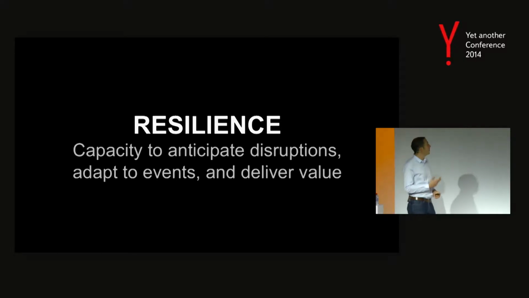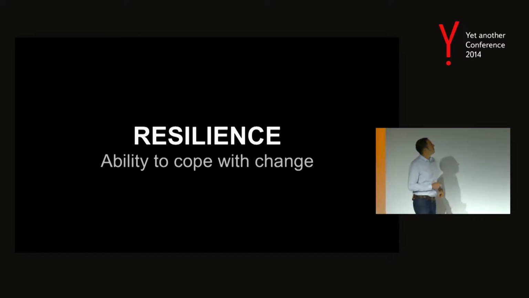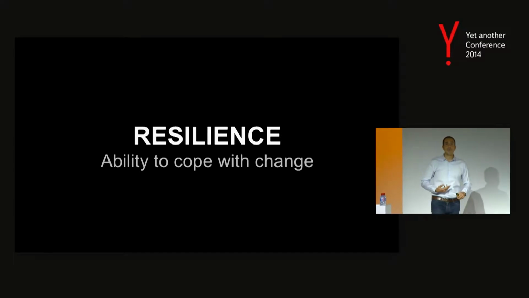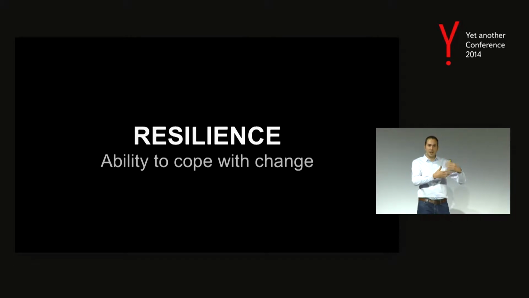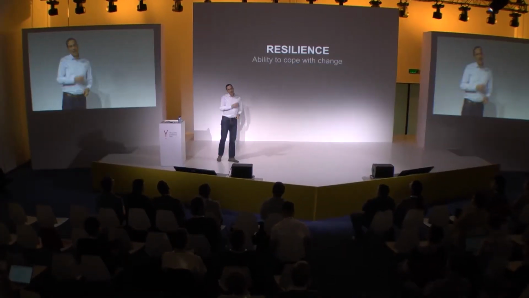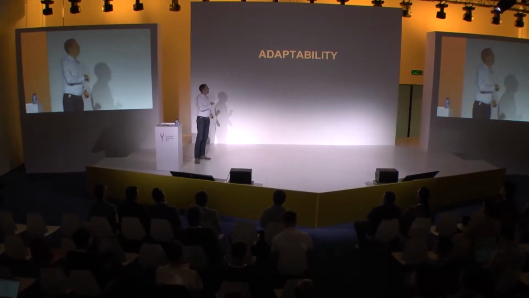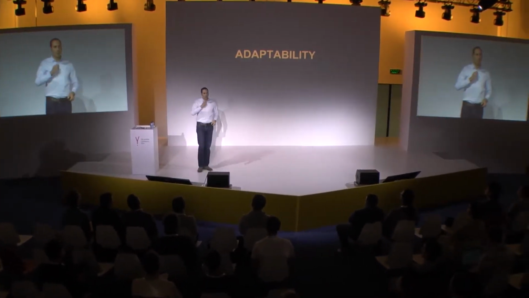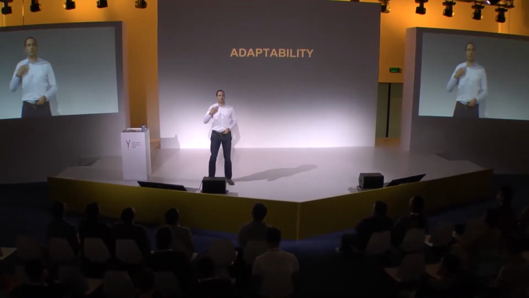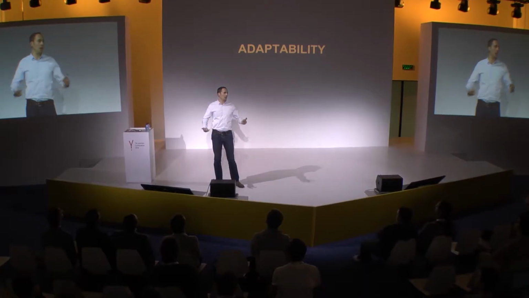So there's a simpler definition of resilience. I like it very much. It is the capacity to anticipate disruptions and to adapt to events and continue to deliver value. And if you simplify it again more, resilience is the ability to cope with change. So you can think about resilience as the ability to adapt, like living organisms that can evolve and so on. And if you take this definition of resilience, here the keyword is adaptability, right? And adaptability, this is something that many people using Amazon Web Services experience with services like auto-scaling. I think it's pretty well known.